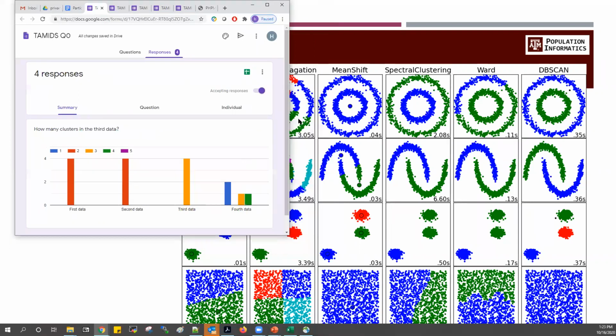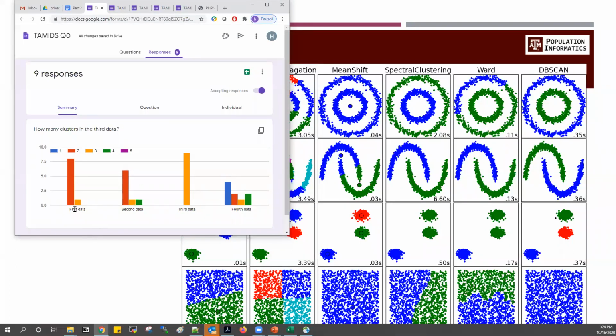So yeah, here's the first data set. How many groups do you see? You don't need any specialty. You don't need any expertise to look at this data and say, I think I see X groups. Okay, so we have about 6 responses. Everybody seems to be, well, actually not. We have more responses now.